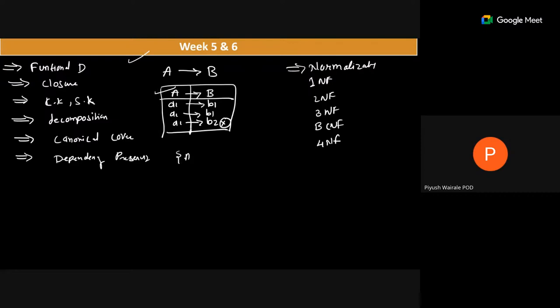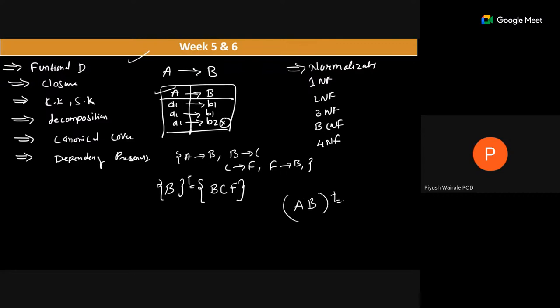And how to find the closure? Suppose we have this functional dependency set: A determines B, B determines C, C determines F, and F determines B. Then what is the closure of B? B will itself cover B. From B I can get C, so I add C. From C I can get F, so I write F. From F I can get B, which is already there. So BCF is the closure of B. Similarly, for a composite closure, the closure of AB will be AB, then from B I get CF, like this.